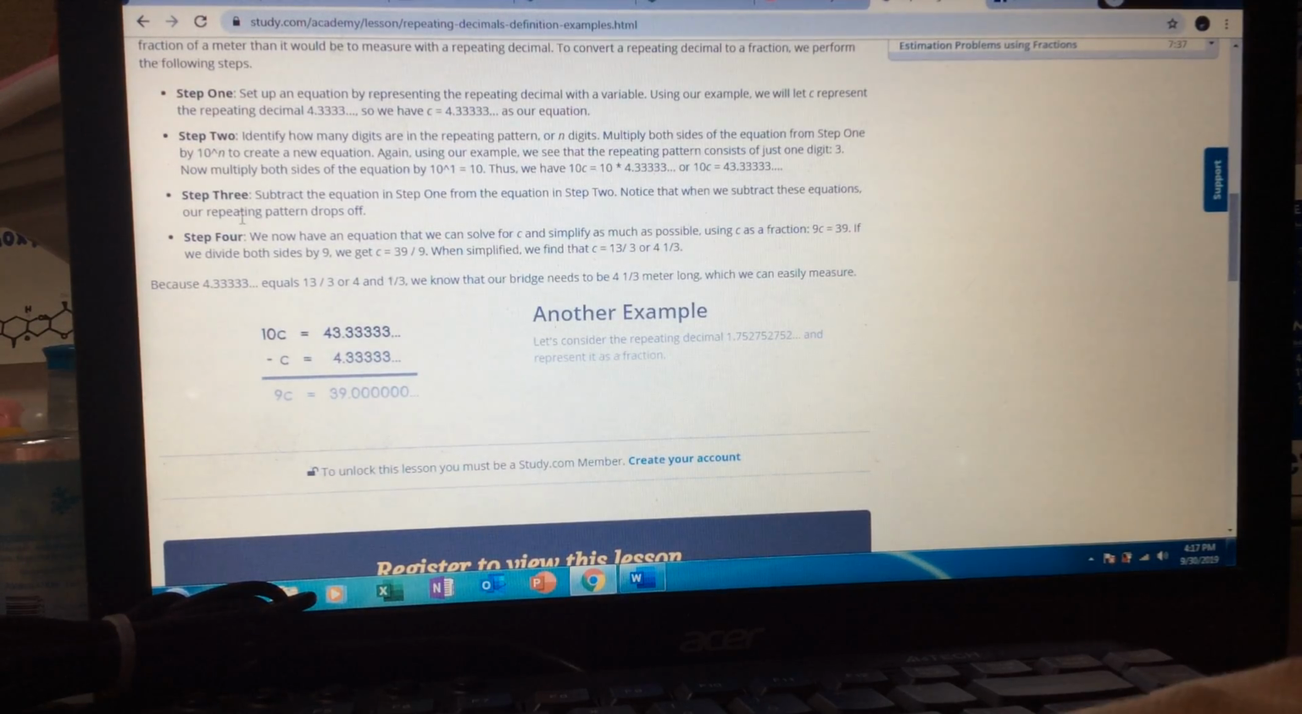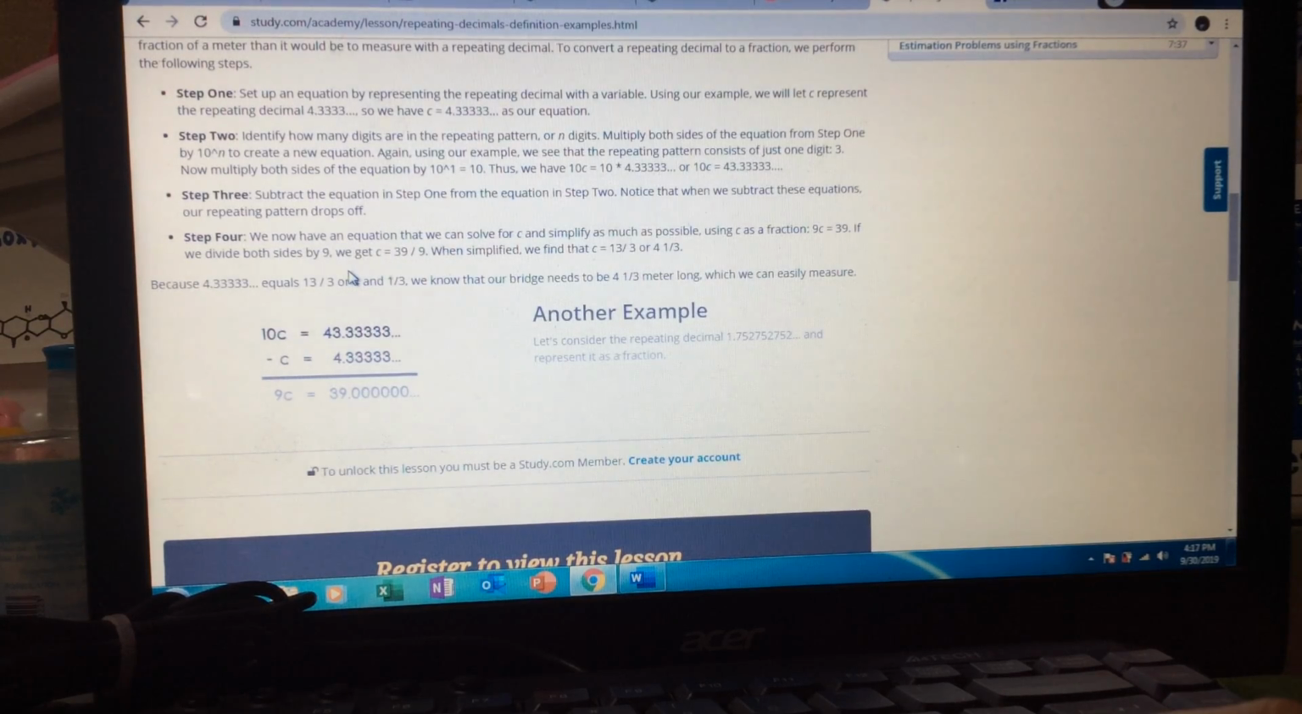43.3333. Step 3. Subtract the equation in step 1 from the equation in step 2. Notice that when we subtract the equations, our repeating patterns drop off. Lastly, we now have an equation that we can solve for c and simplify as much as possible.